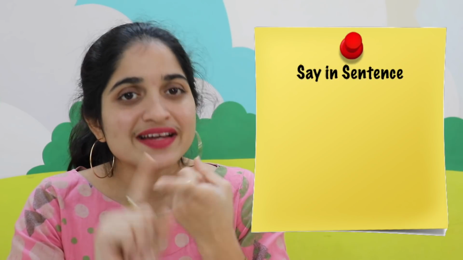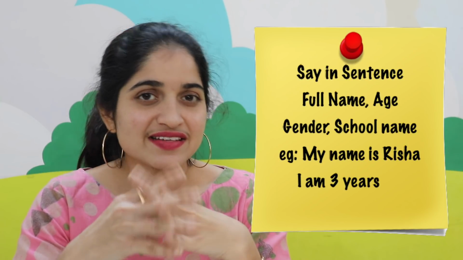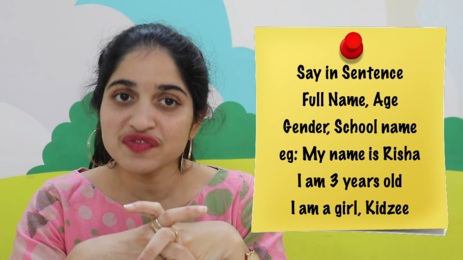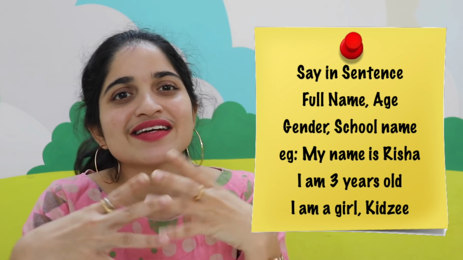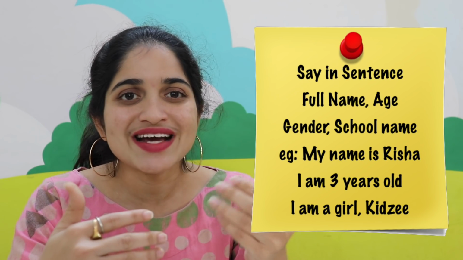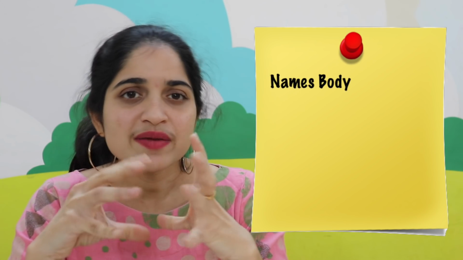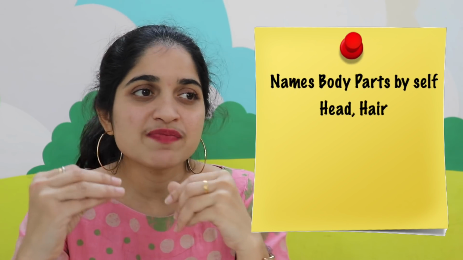The academic milestone consists of thematic concepts, language and mathematical concepts. So first, let's see about the thematic concepts. In the thematic concept, a LKG student should be able to tell their name, age, gender and school name in full sentences. Like when asked about the self-introduction of a child, they should be able to say at least a few sentences like, my name is Risha, I am 4 years old, I am a girl, my school name is Kidzee, like this. And they should be able to identify at least 8 to 11 parts of the body.